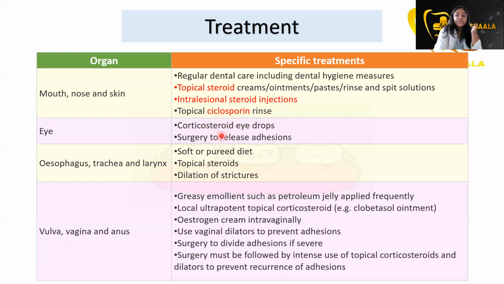Then, when coming to the eye, corticosteroid eye drops are recommended, and surgery to release adhesions, if any are there. For the esophagus, trachea, and larynx, we have to advise the patient to go on a soft diet, which does not involve any spices. Topical steroids may be used, and dilation of the structures may be done. When it is coming to genitals, greasy emollients, just petroleum jelly, should be applied frequently in the affected area. A local ultra potent topical corticosteroid, like clobetasol ointment, can be used. Then estrogen cream is used intravaginally.